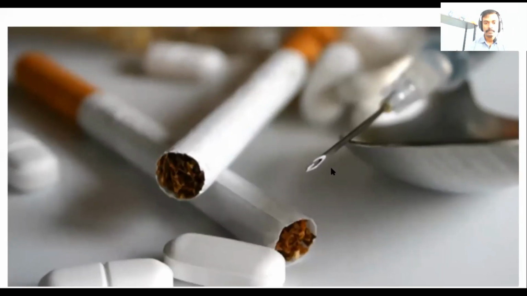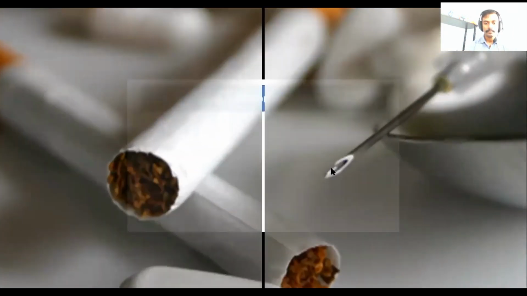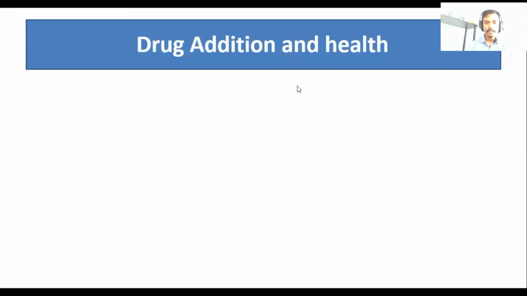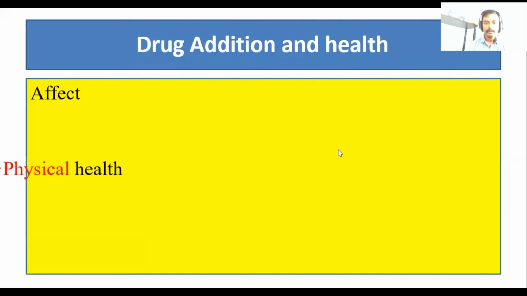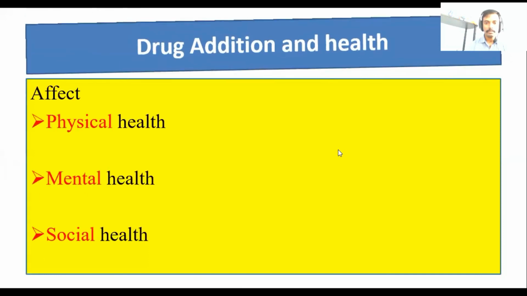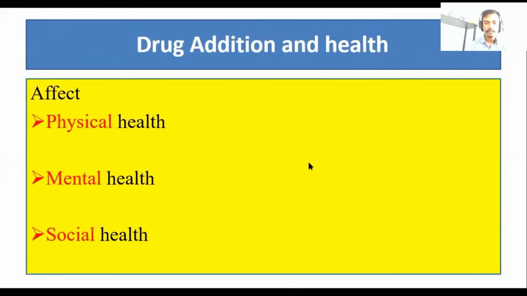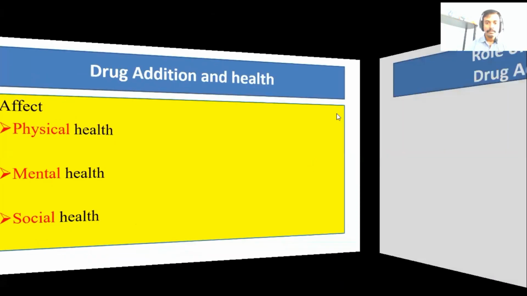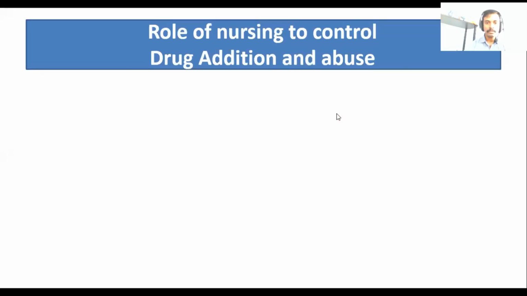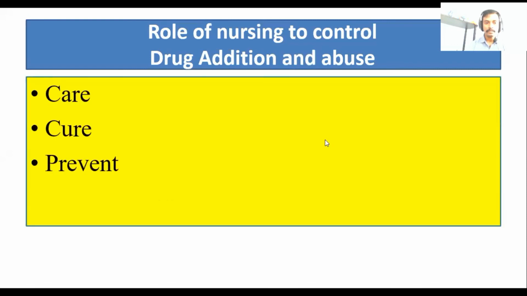Good. Then drug addiction and health. Drugs affect physical health, mental health, and cause social disability. Then the role of the nurse to control drug abuse and addiction: care, cure, prevention, rehabilitation. You know, this is a separate procedure in mental health nursing. Okay, next year we will learn in detail about it.